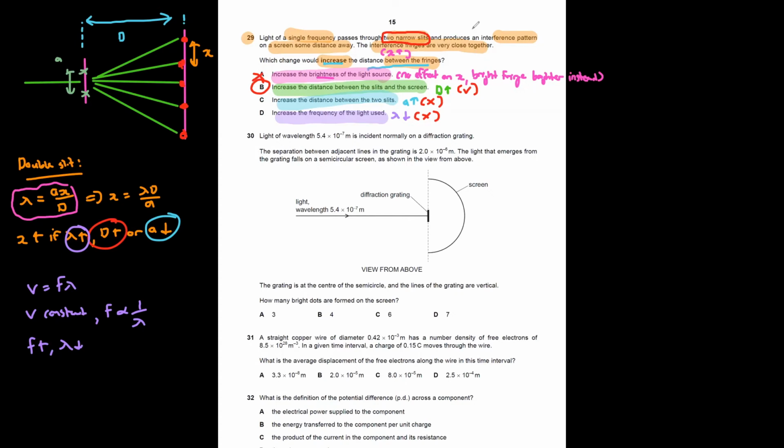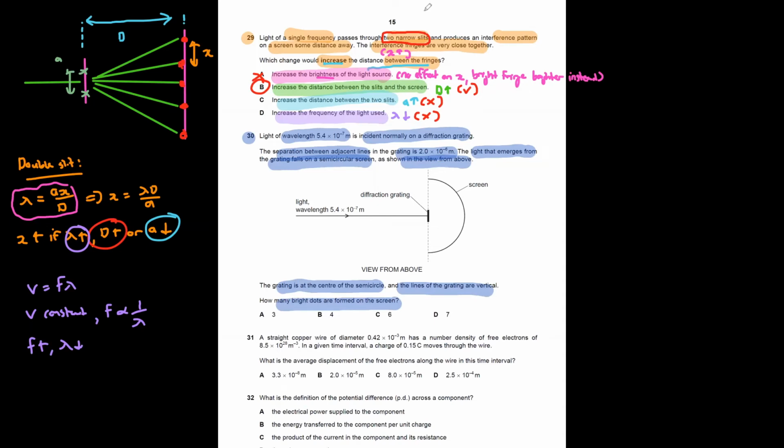Now then, if you move on to the next question, light of wavelength 5.4 times 10 power minus 7 meter is incident normally on the diffraction grating. The separation between the adjacent lines in the grating is 2 times 10 power minus 6 meter, and the light that emerges from the grating falls on the semicircular screen as shown in the view from above here. The grating is at the center of the semicircle and the lines of the grating are vertical. How many bright dots are formed on the screen?